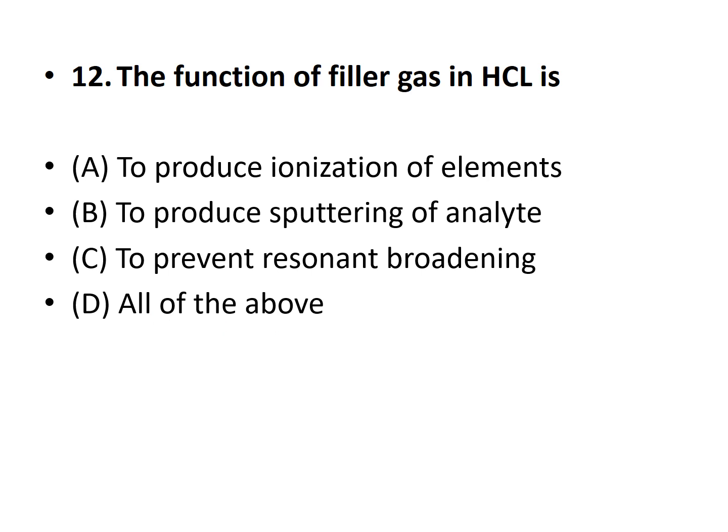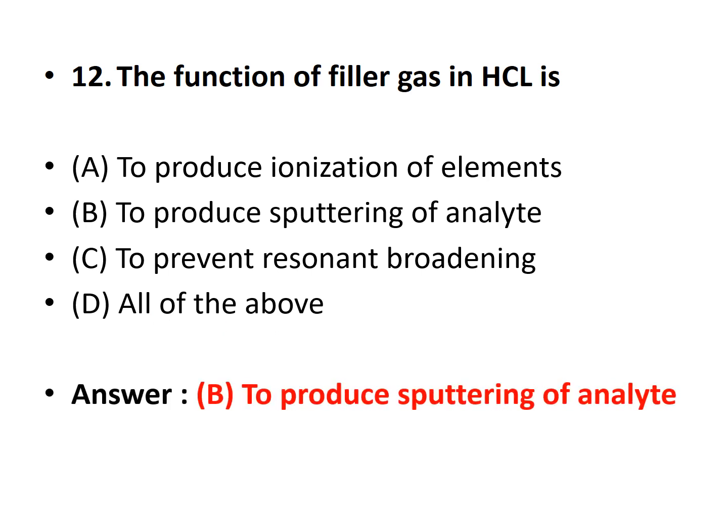And the right option is B, to produce sputtering of analyte. Actually, this filler gas sputters, meaning it ejects the analyte atoms from the surface of the cathode, which further produces the lines which are absorbed by the analyte atoms in the flame. So B is the right option here.